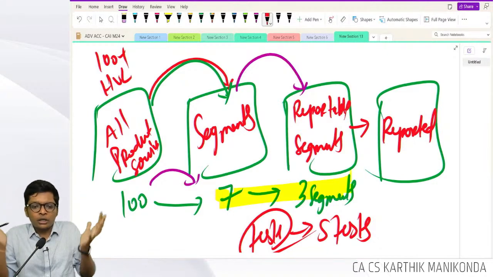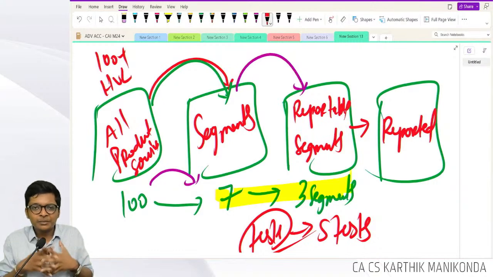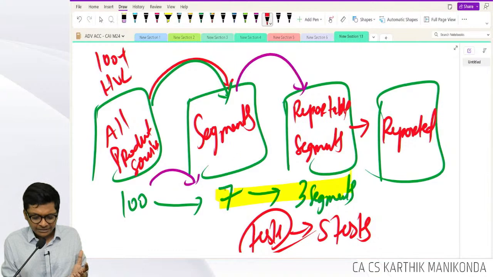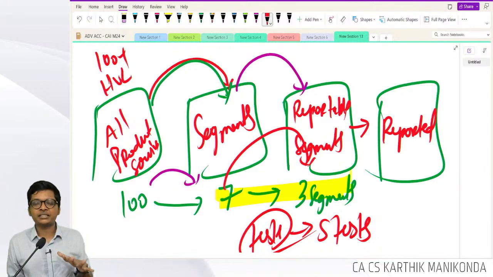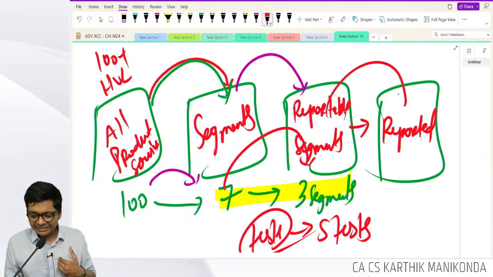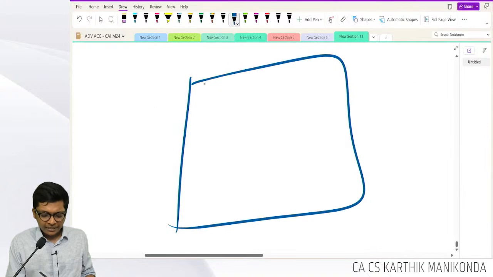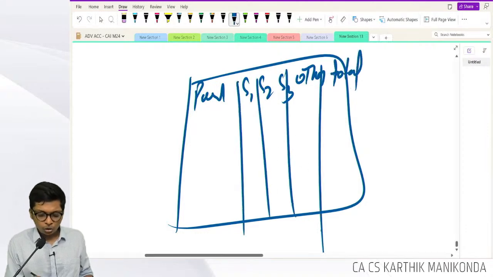First, identify the total number of products. Classify products into segments based on similarity of products, geographical segment, business segment. Then these segments will be classified into reportable segments, which go through 5 tests. That's what we're going to discuss. And these will be reported. How will I report? Very simple. I will write particulars, segment 1, segment 2, segment 3 in our case. Others are the other segments, and then I will write total.